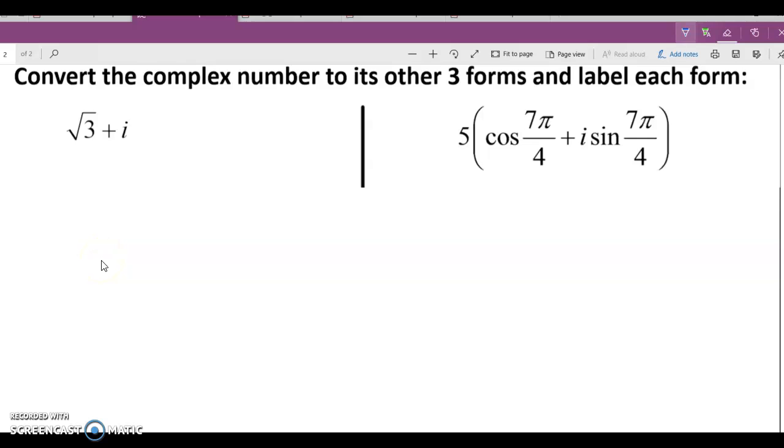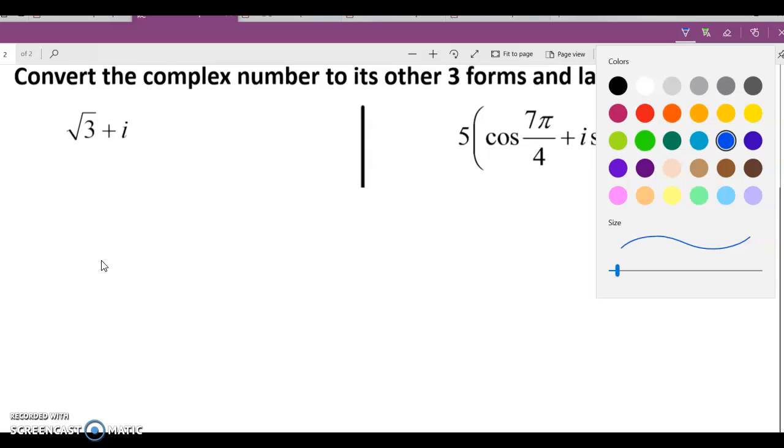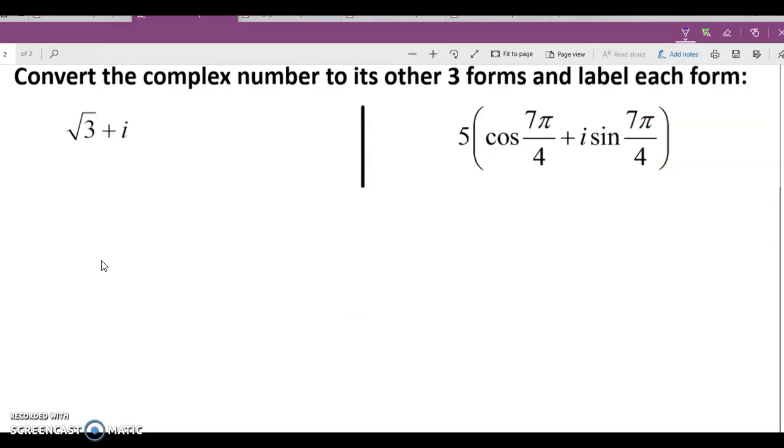Hi guys, all right. We now have our two examples from the end of the notes. So for this one here, we want to convert our complex number to its three other forms. So first thing we have to do is label what form we're in. So looking at this, we have our number here plus our imaginary component. So this is in standard form.